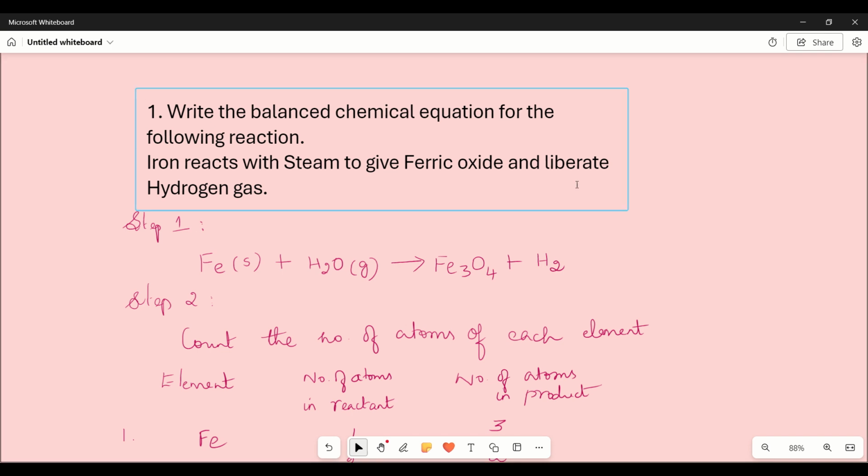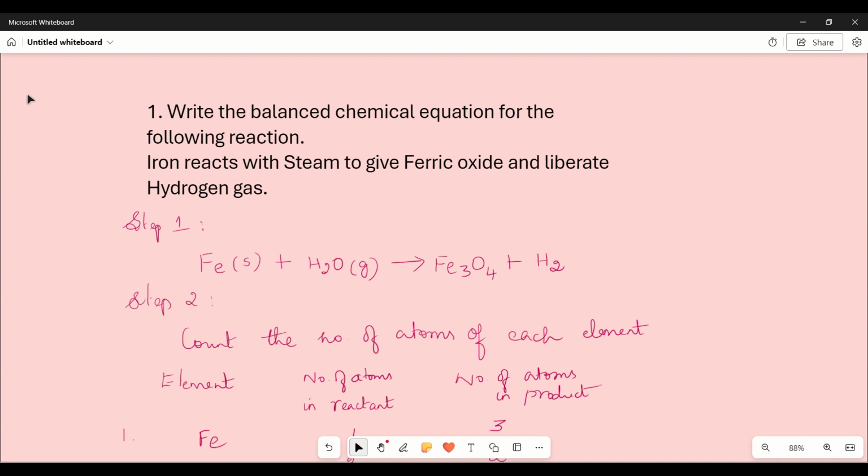Here is a small question for you in chemistry. Write the balanced chemical equation for the following reaction. Iron reacts with steam to give ferric oxide and liberate hydrogen gas. You have to write the balanced chemical equation for the reaction.